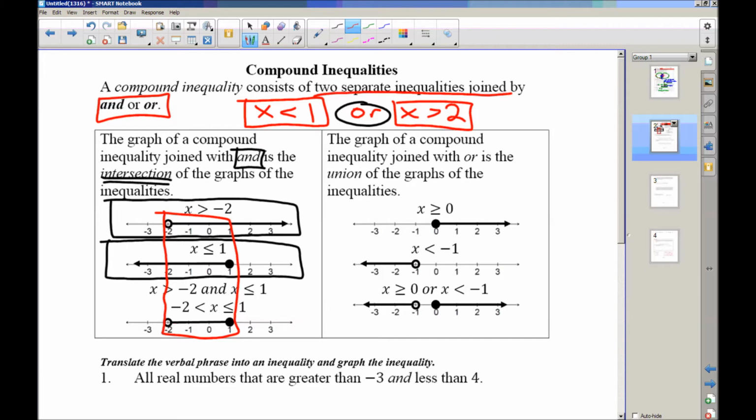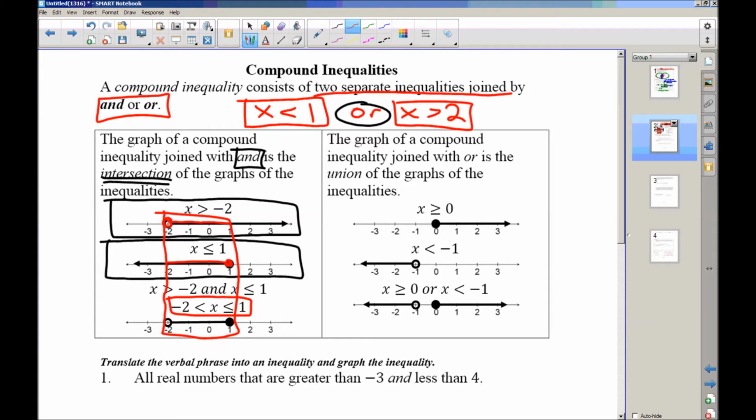So our graph really goes from negative 2 up to 1, with 1 being filled in and negative 2 not, because those are the solutions that match in both. And you can see them here. I'm getting this much from here and this much from here because those are the only two places where the solutions overlap.